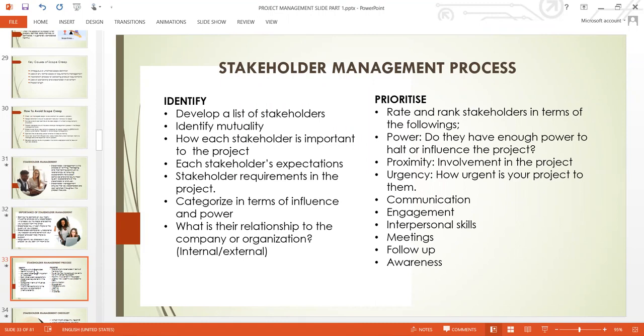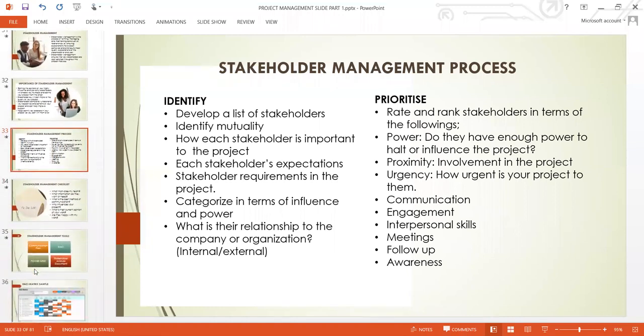Then communication, you must have a communication strategy, communication plan, how to engage them, engagement, interpersonal skills. You must have these things. You must have a good personal relationship, good PR. You must be meeting with them. You must have a follow-up, and you must keep them aware. So you prioritize all these things. These are how you manage them to achieve a good relationship with them. Because having a good relationship with them will help you.